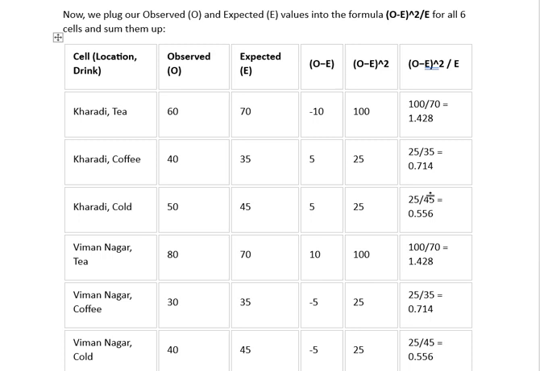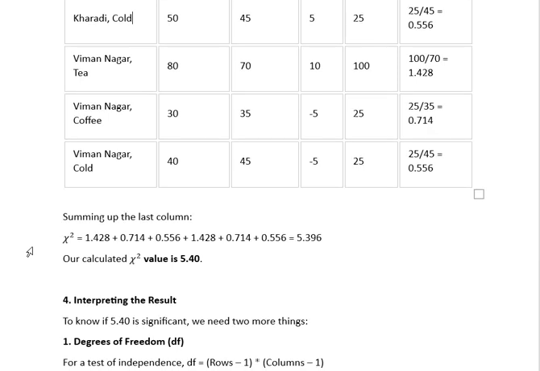1.428, 0.714, 0.556, 1.428, 0.714, 0.556. So summing the values, chi-square is equal to 5.396. So our calculated chi-square value is 5.40. You can sum these up and it is 5.40.